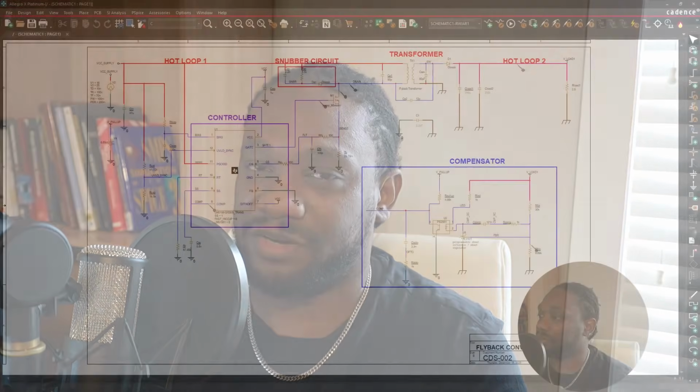In this video, I'm going to cover two of the most important concepts in the flyback converter. That's one, the transformer, and two, the snubber circuit, so it operates nicely. I'm going to demonstrate this in Allegro X software. So open up your software if you have it and follow along, and I'll show you the critical things you need to look for in this flyback converter circuit.